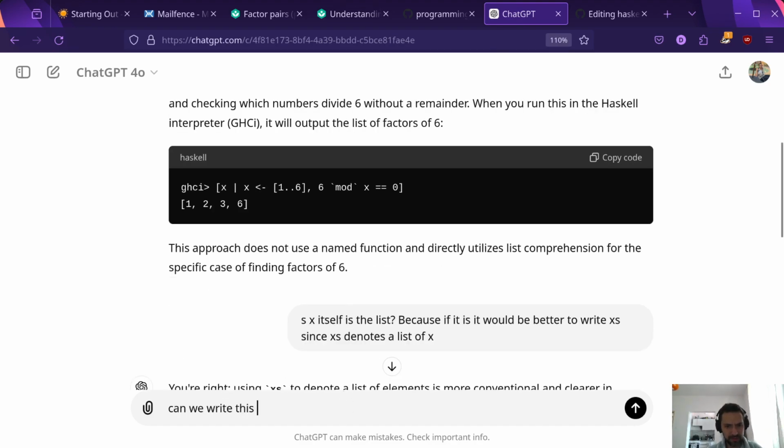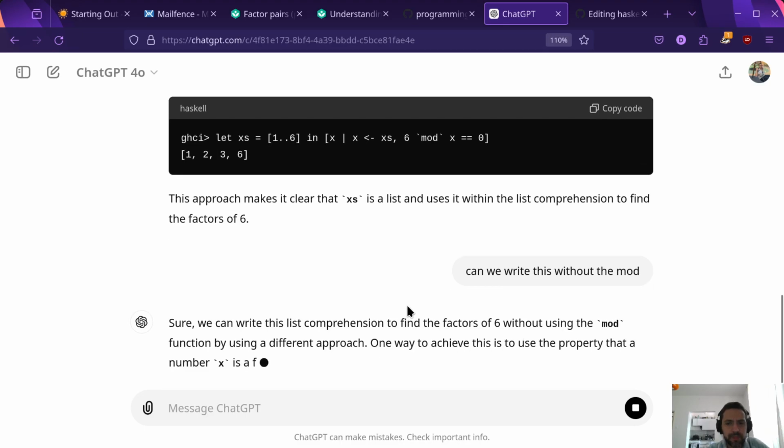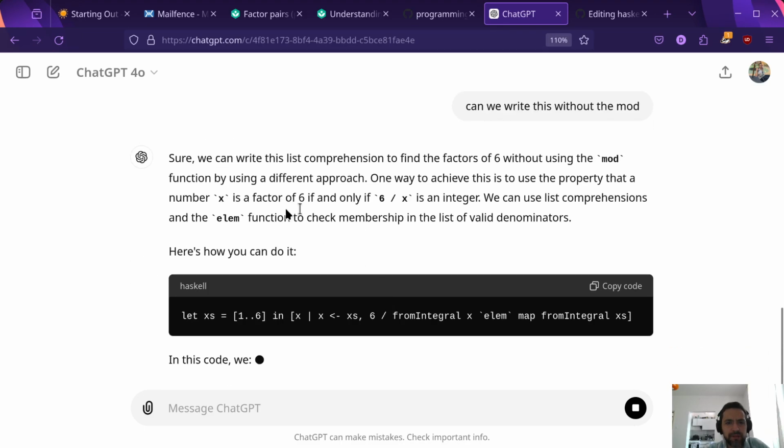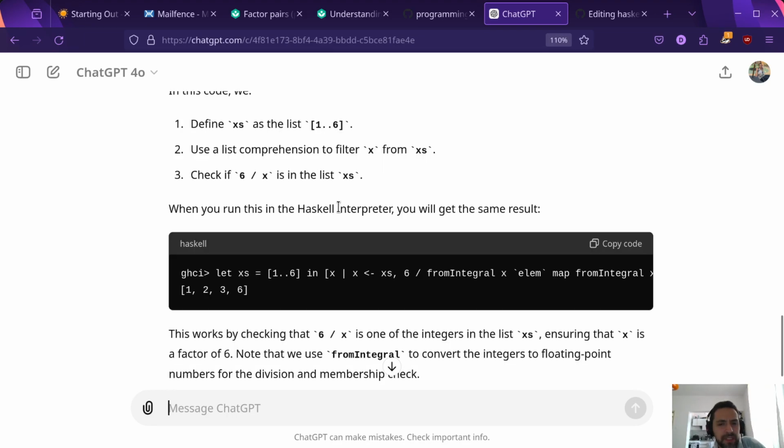Can we write this without the mod? Without using the mod function. One way to achieve this is to use the property that a number x is a factor of 6 if and only if 6 divided by x is an integer. We can use list comprehensions and the elem function to check membership in the list of valid denominators. Okay, this kind of makes sense.